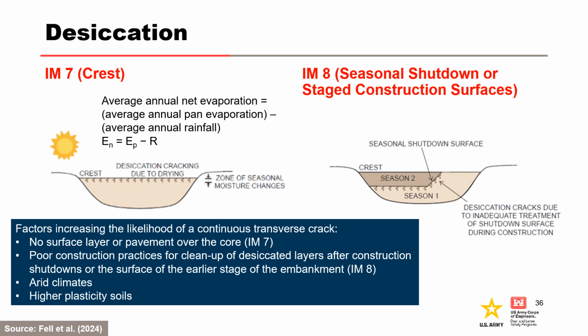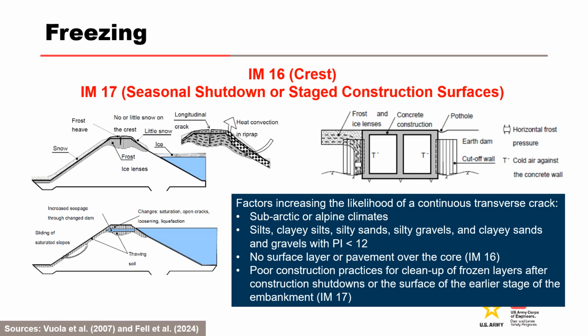The likelihood of desiccation cracking being present is climate dependent and is most likely to be an issue in arid climates with an average annual net evaporation greater than about 36 inches. The more plastic the soil is, the greater the likelihood of desiccation cracking. The effects of frost are to cause extra water to be drawn into the soil by capillary action. This causes ice lenses to form, with associated heave and potentially cracking.